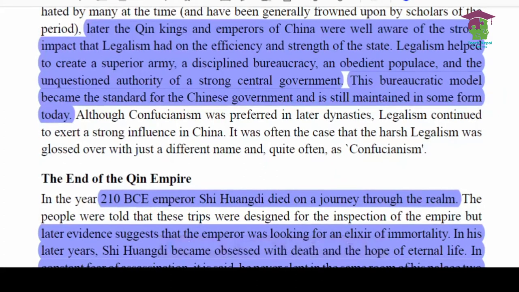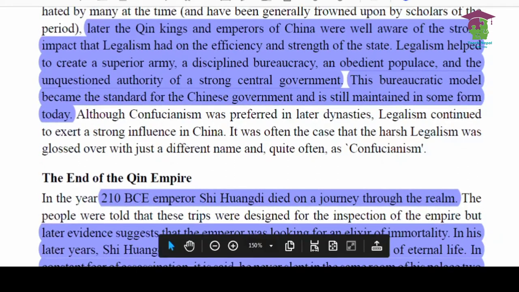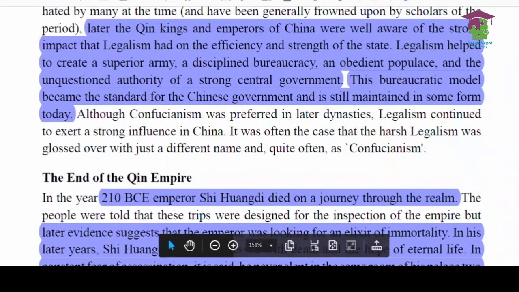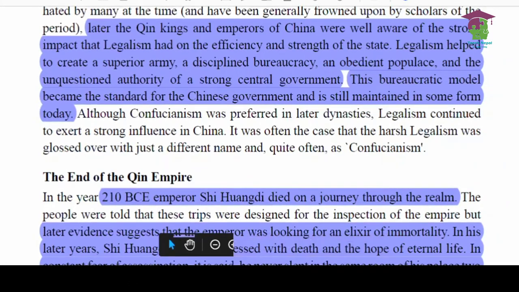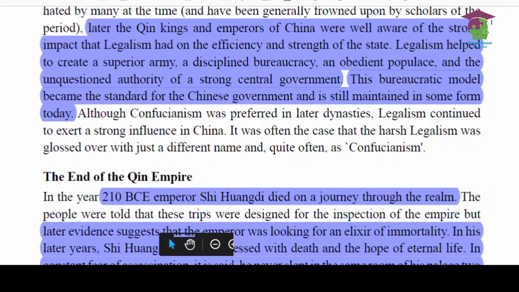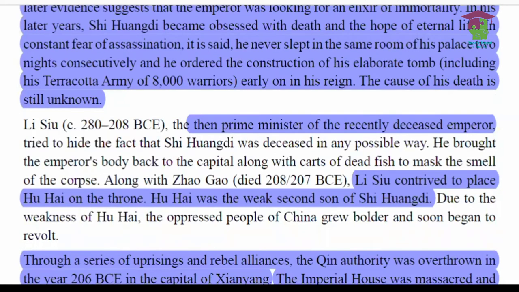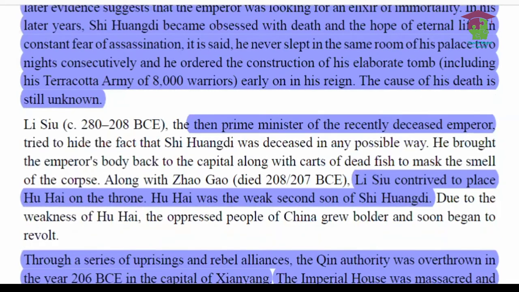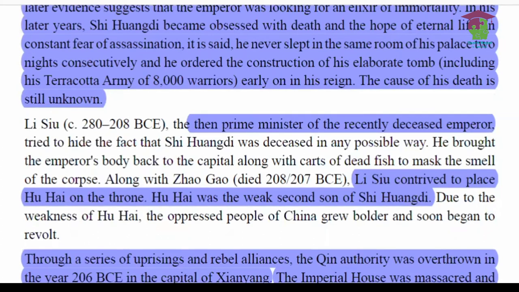ओबिडियन्ट अनुशासित चाहिँ जनता बनाउनको लागि चाहिँ हेल्प गरेर स्ट्रङ सेन्ट्रल गभर्मेन्ट फर्म गर्नको लागि र पछि चाहिँ कसरी इन भयो त, द इन अफ चीन एम्पायर। In 210 BC, Emperor Si Hungary died on a journey through the realm. And he was there in charge of elixir, liquid of immortality.